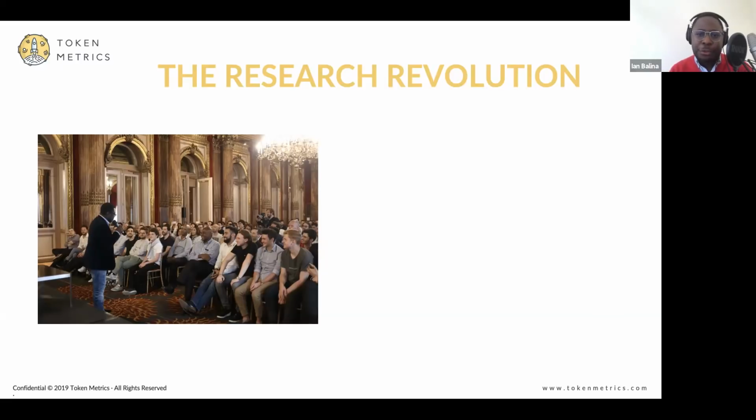And the biggest issue we've seen has been research. Research is crucial. Research is vital to this financial revolution. So if we go back to 2017 with Token Metrics, think of that spreadsheet as Token Metrics version 1.0.